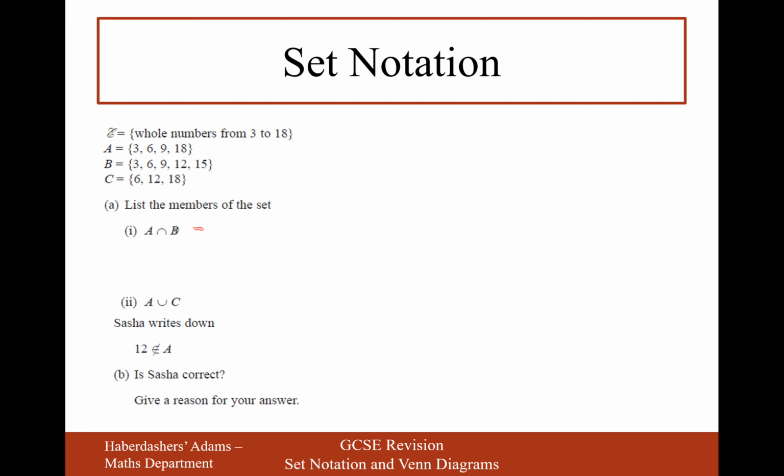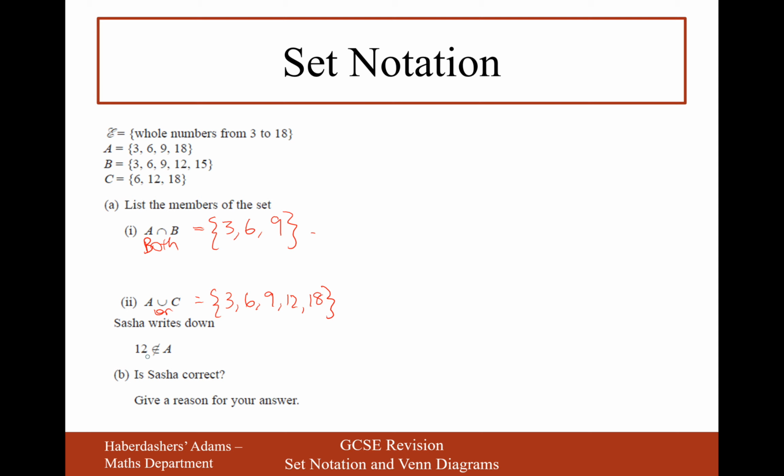That's anything in A, and it also has to be in B. So let's compare A and B. 3 is in both, 6 is in both, 9 is in both, and that's the only one. So this is effectively a both calculation. This one here is an OR calculation, so it's either in A or it's in C. So 3, 6, 9, 12, 18. Those members are in set A or in set C.